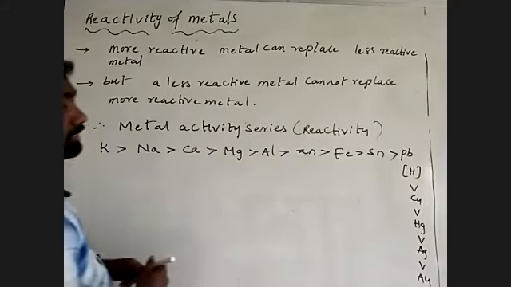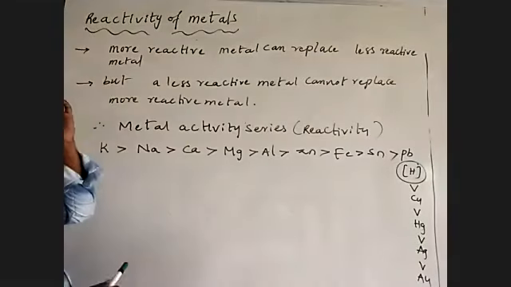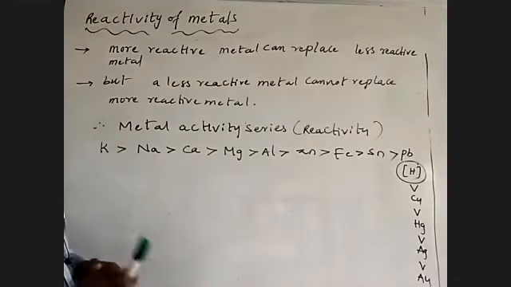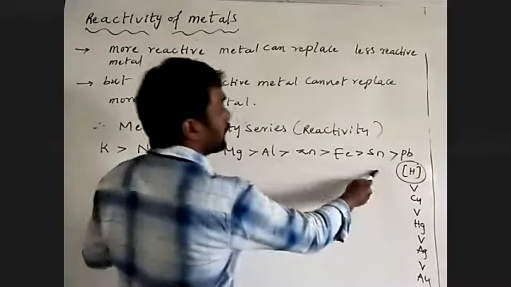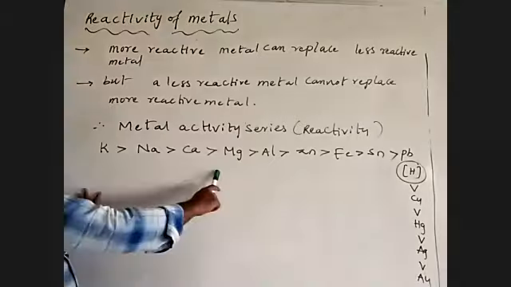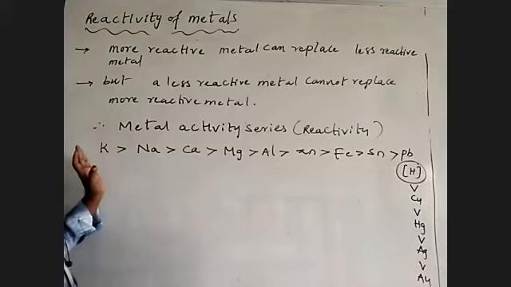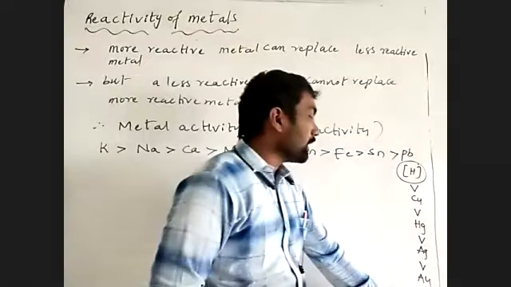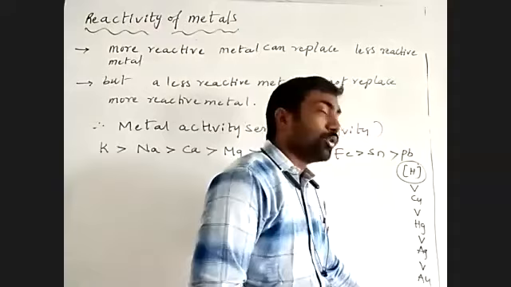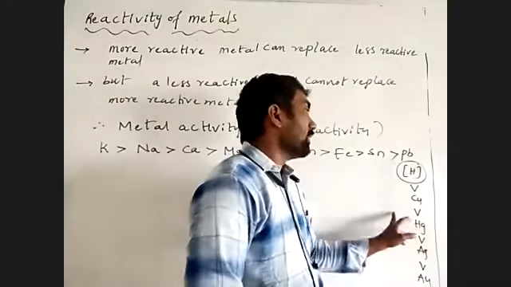By comparing with hydrogen, the metals above hydrogen are more reactive than hydrogen, and those below it are less reactive than hydrogen. This is the reactivity of the metals. So potassium is highly reactive, while aurum, gold, has low reactivity. Hydrargyrum means mercury.